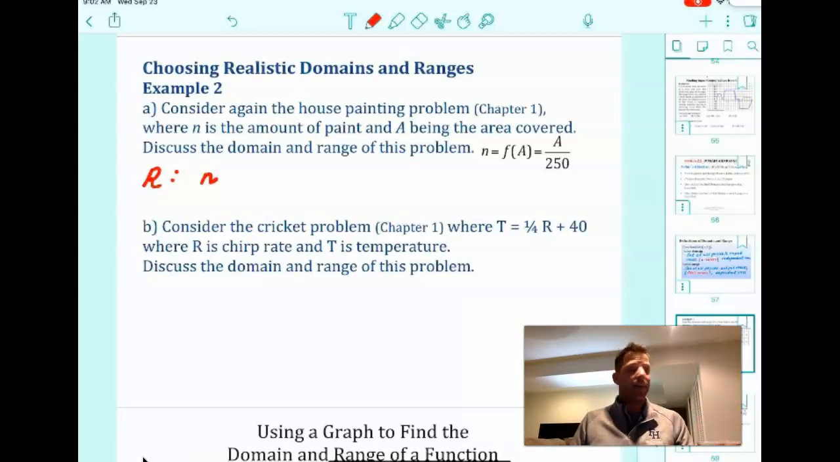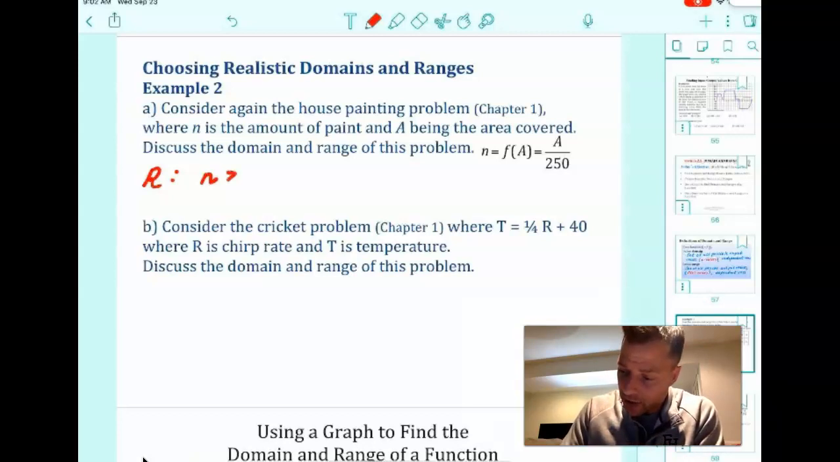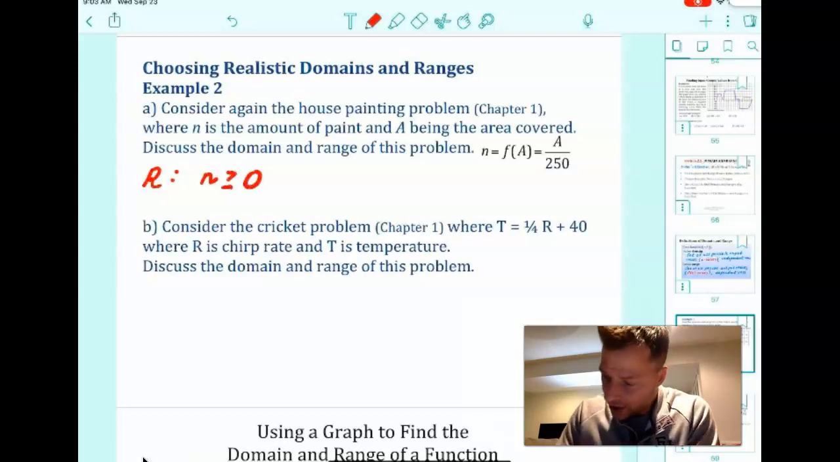You could have wallpaper over the entire house like it's the 90s or 80s, and you don't need paint for that if the whole house is wallpapered. I probably wouldn't recommend it, and I hope wallpaper does not come back in style because, ouch. So the realistic range, excuse me, the range would be N is greater than or equal to 0. So that's algebraic form. You could also have it as 0 to infinity.